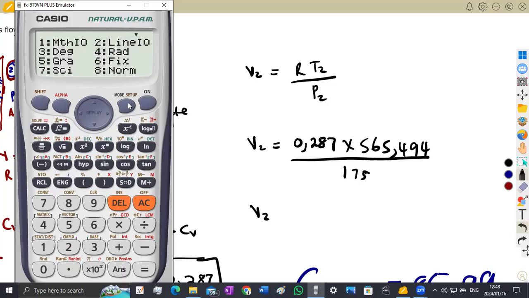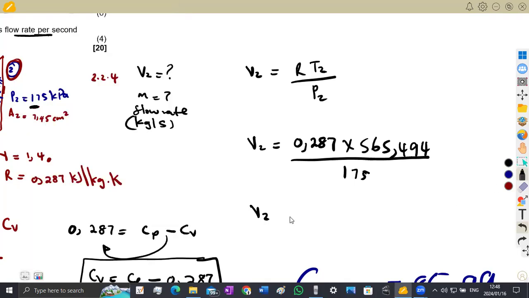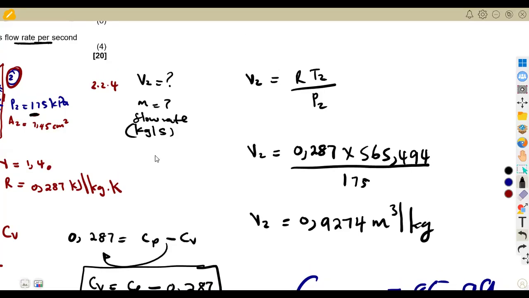But we can do that on our calculator. Shift, setup, you go to the fix, and for 4 decimal places you press 4. Your answer is going to be rounded off to 4 decimal places. It's going to be 0.9274. Like I said, it's going to be cubic meters per kilogram because the mass was not included there. We took the mass as per kilogram. So meaning to say that volume is taken per kilogram of the mass that you shall be given. They will give you the mass, but you have to multiply by that volume that you're given.